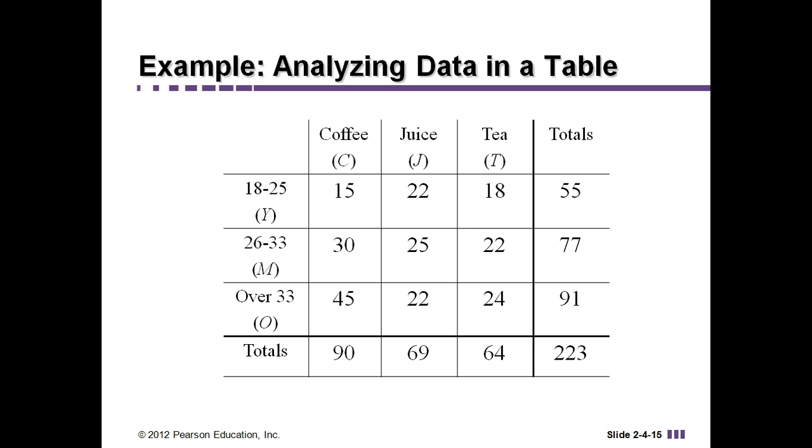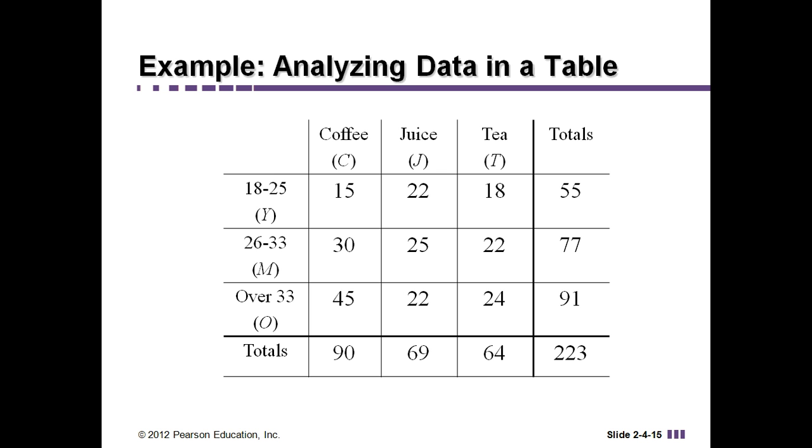If somebody was 18 to 25 years old, 15 of those people preferred coffee, 22 preferred juice, and 18 preferred tea. And there were a total of 55 18 to 25-year-olds interviewed. There were 77 26 to 33-year-olds interviewed, and their preference was more towards the coffee. And then we had 91 people over age 33, and their preference was definitely coffee. And you'll notice at the bottom of the screen, you've also got the total number of coffee preferences, the total number of juice, and the total number of tea.